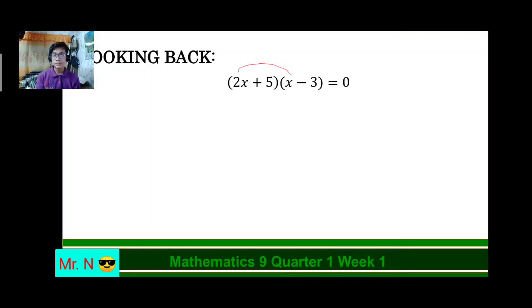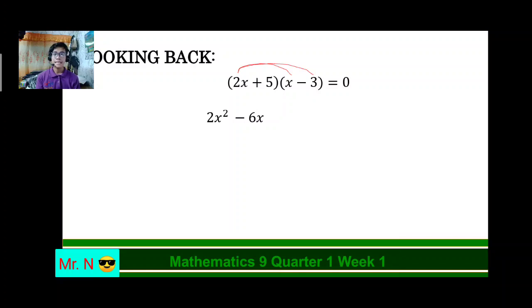F, first terms. The first terms are 2x and x. So multiply 2x times x, the answer is 2x squared. Next, outer terms. The outer terms are 2x and negative 3. By multiplying 2x times negative 3, the answer is negative 6x.